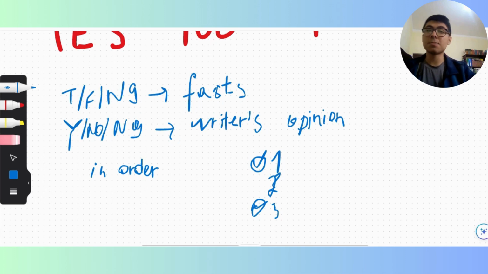The other difference between True False Not Given and Yes No Not Given is that usually you have True False Not Given questions in passages 1 and 2, and you usually have Yes No Not Given questions in passages 2 and 3. Usually in passage 3, but sometimes you might also have them in passage 2. In my experience, I personally have not seen any Yes No Not Given questions in passage 1.